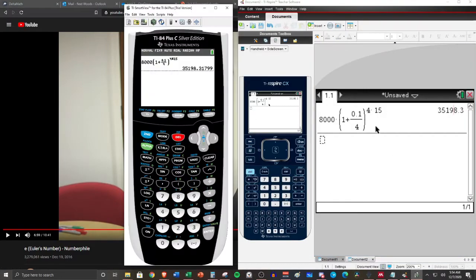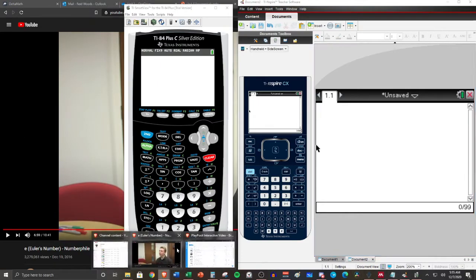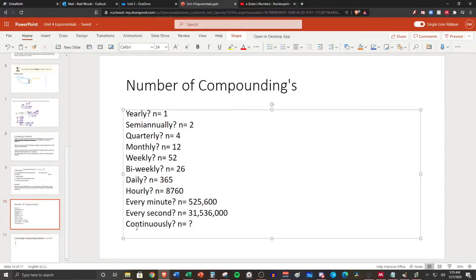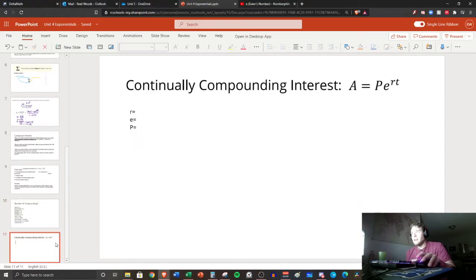So let's talk about this on our calculators. Let's talk about E really quick, because we've discovered now what we needed. We needed this new value, this Euler's number is what it's called, okay? And here is our new formula.